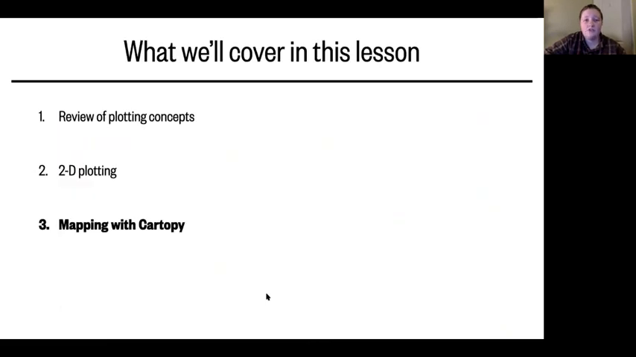So that's all for our 2-dimensional plotting. And next we're going to get into our mapping.